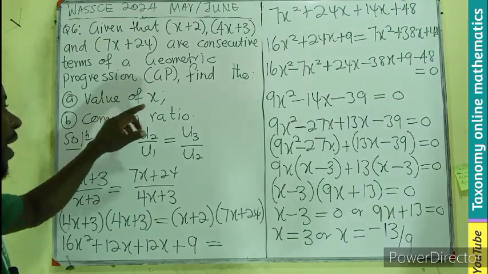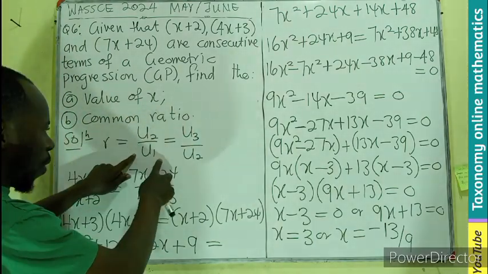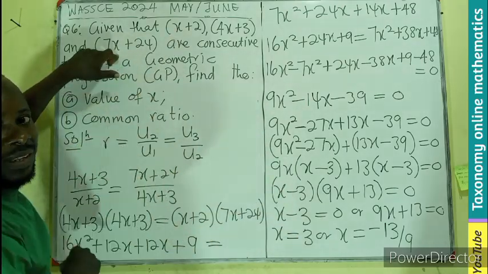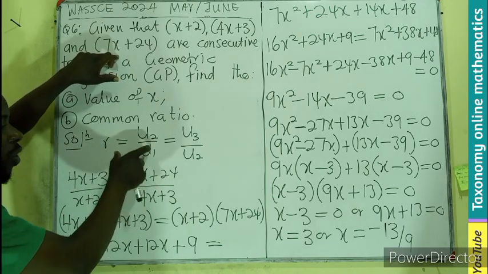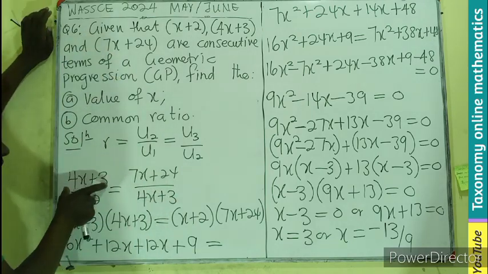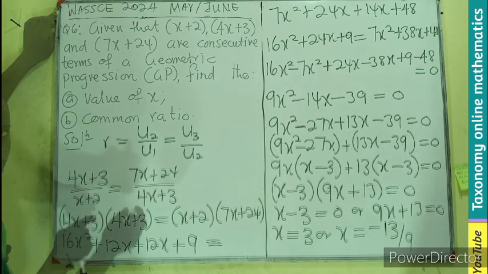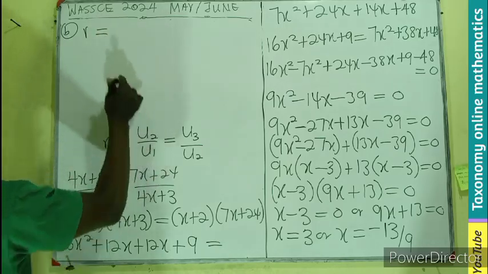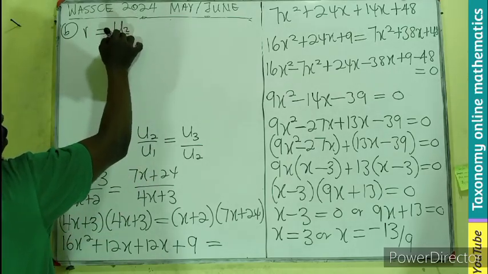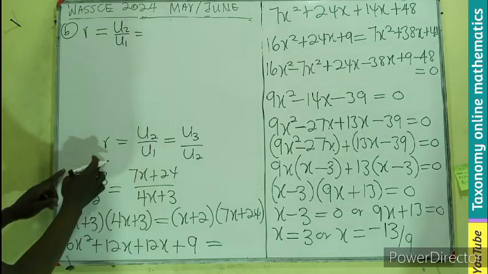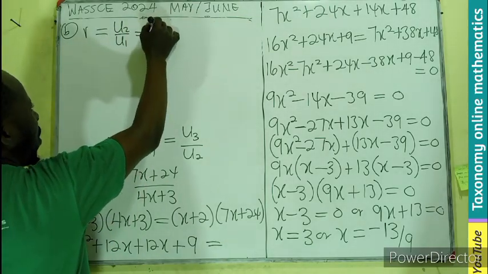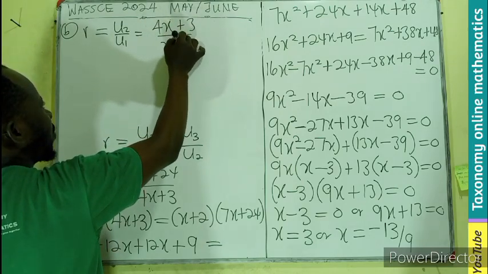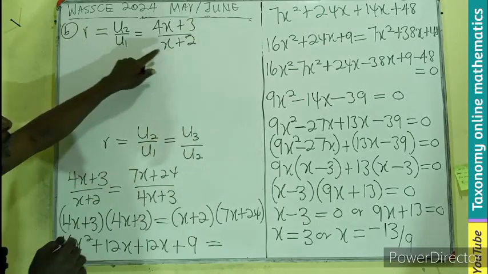Then the second part is to find the common ratio. We know this is the common ratio, or this. So we only substitute it into the places that we have x in order to find what this expression will be, or what this will be. That will give us the common ratio. So for number B, we know the common ratio, we can pick this one as U2 on U1. And what is it? It is here: 4x plus 3 divided by x plus what? 2. So this is the common ratio.